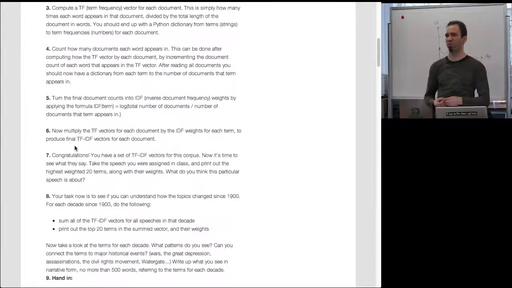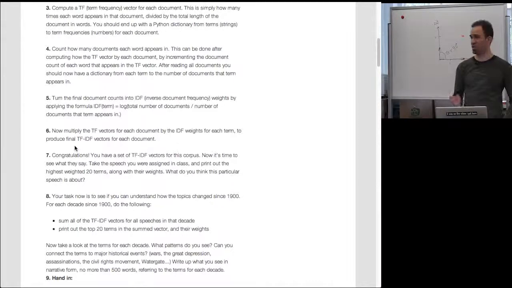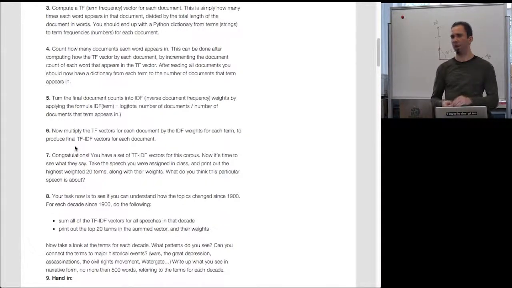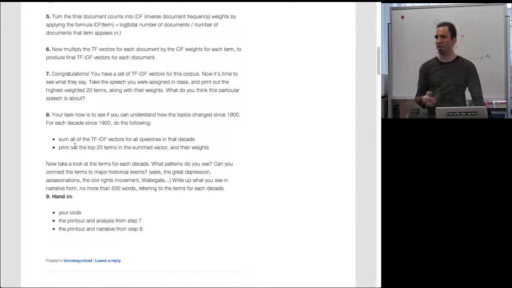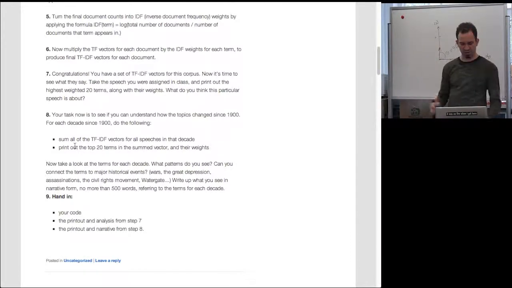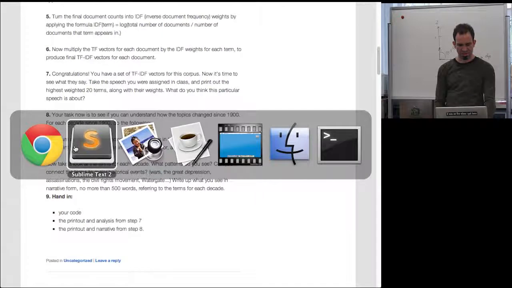And then you're going to pick one year. And actually, we're going to assign the years. I think what we're going to do is 1980, 1990, 2000, and 2010. You're going to display the top 20 words, and you're going to tell me what that speech was about. And then you're going to look at each decade from 1900 to present. So you'll get 10 speeches in each decade. And you're going to average together the TF-IDF vectors, or add them together, actually, and then print out the average, or the sum.